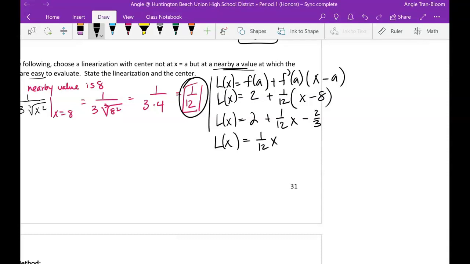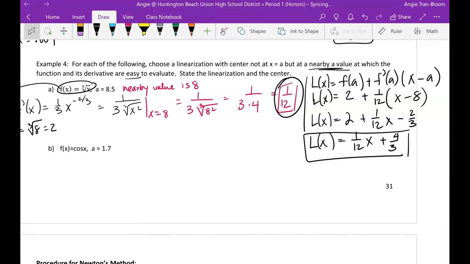So my answer is going to be 1/12 x. This is the linearization that's going to help me approximate my function. Plus 2, convert that to thirds, so I will need to convert that into 6/3. So 6/3 minus 2/3 is going to be 4/3. So that's going to be the linearization approximation of my function. And that's exactly what you have to do.